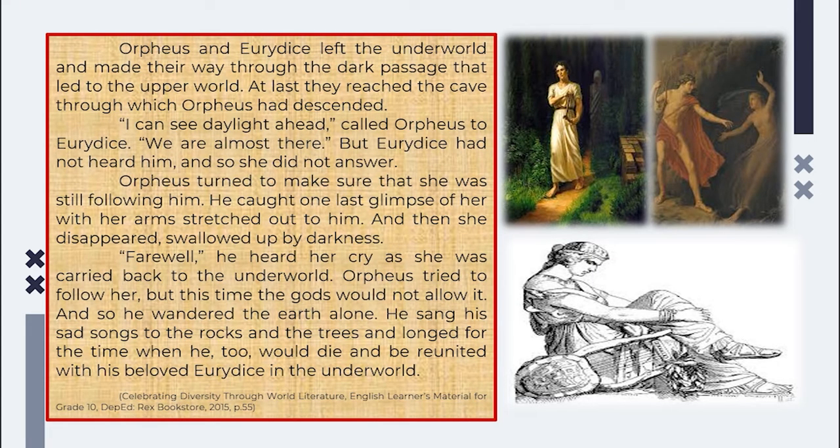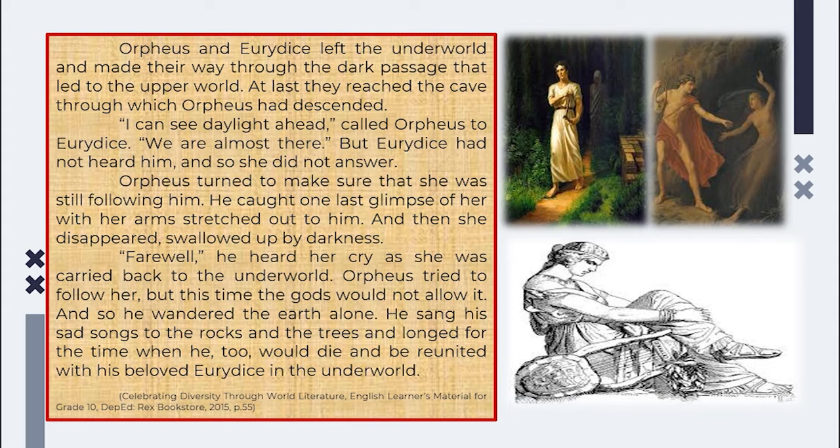Orpheus and Eurydice left the underworld and made their way through the dark passage that led to the upper world. At last, they reached the cave through which Orpheus had descended. "I can see daylight ahead," called Orpheus to Eurydice. "We are almost there." But Eurydice had not heard him, and so she did not answer.